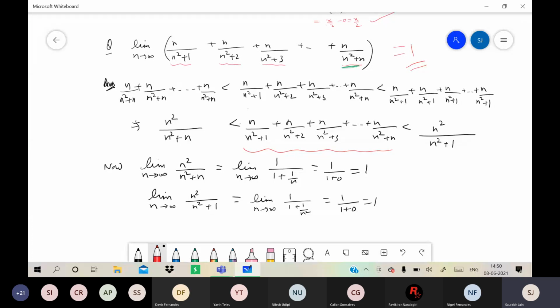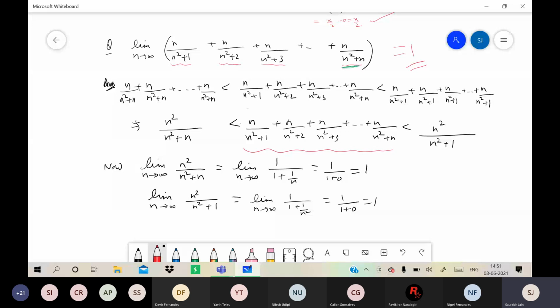I told you, no. Either you have to fix 2 denominators. On one side you will fix n square plus 1. On the other side you will fix n square plus n. Fix means every denominator will be n square plus 1, and every denominator will be n square plus n. Now which side will you take n square plus 1? On the right hand side. Why? Because it is the smallest denominator, smallest of all the denominators.